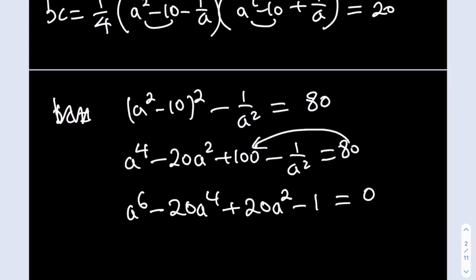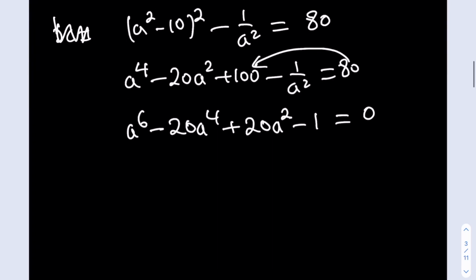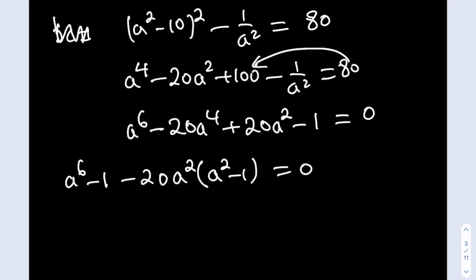Okay? Awesome. Now, you might be thinking, this is a 6th-degree equation. How am I going to solve it? Well, it's solvable. It's factorable. And it's beautiful. Okay, let's go ahead and do that. So I'm going to separate these two terms. And for the middle terms, the two in the middle, I can factor out a 20A squared. That's going to give me A squared minus 1. Now, as you know, this is like a difference of two cubes. If you think about A squared cubed minus 1 as a difference of two cubes, I can factor it that way.